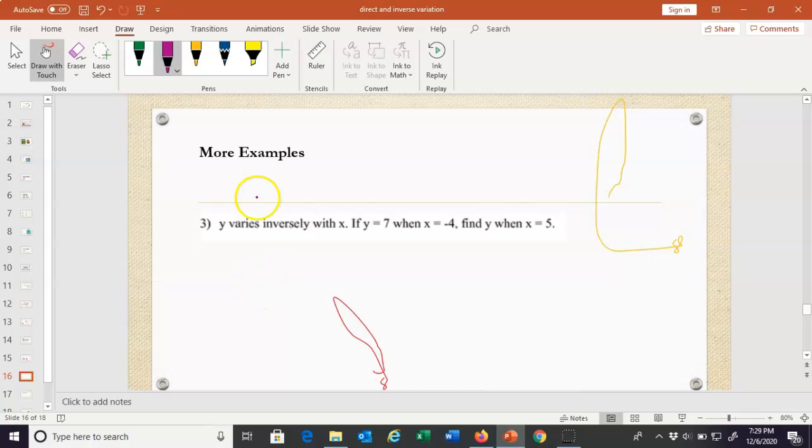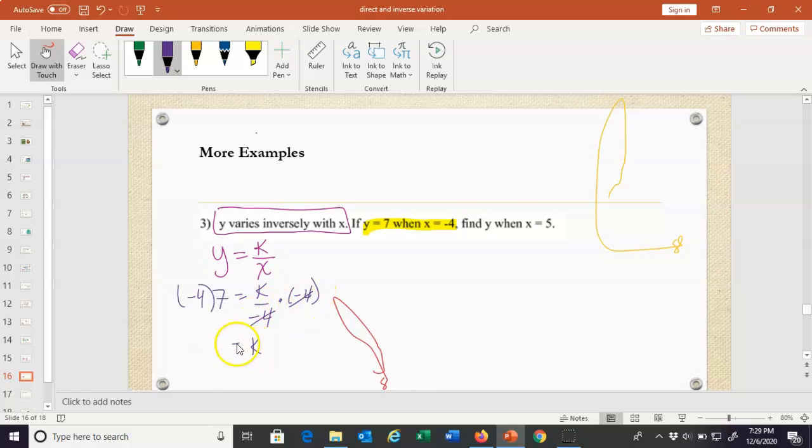Okay, here's another one. Y varies inversely with x. We know that means y equals k over x. So once you get into a rhythm, these all start to feel the same. We're going to plug in this information so it'll help us find the k value. So y is 7 and x is -4. To solve for k, we're just going to multiply both sides by -4 because that's the opposite of division, or the inverse of division. And we get k equals -28.